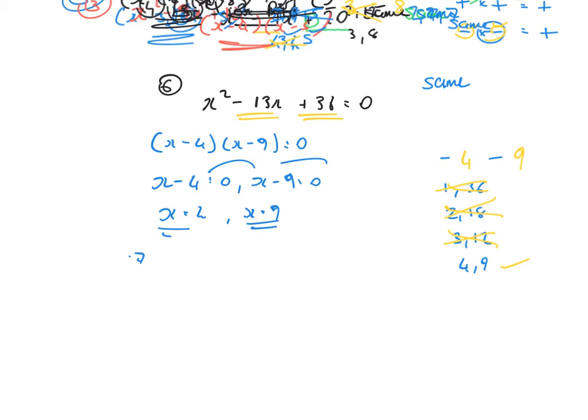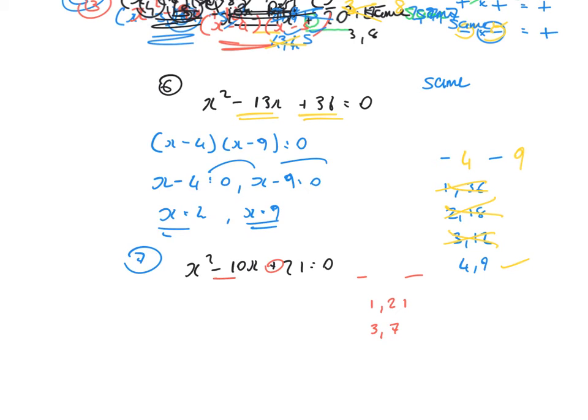Let's try one more. Example 7, let's go for x squared minus 10x plus 21 equals 0. So it will need to be two negatives. Signs are the same, that's because I've got a positive result here. Two numbers that multiply give 21: 1 and 21, 3 and 7, and that's it.